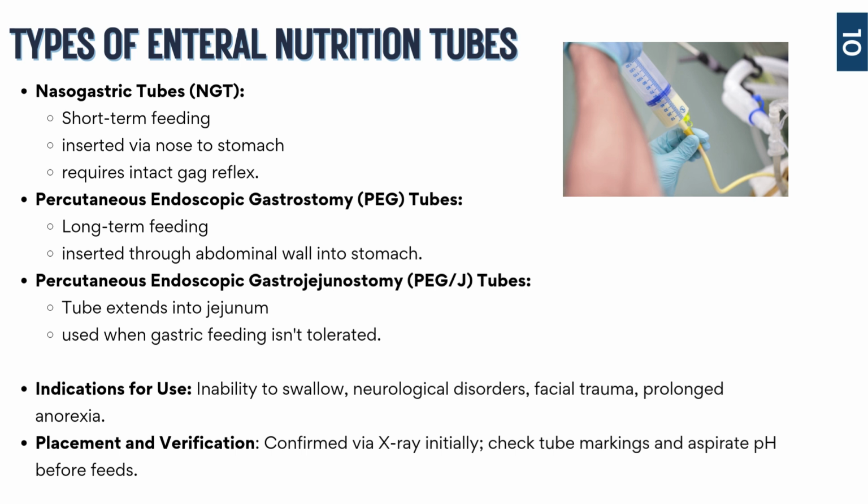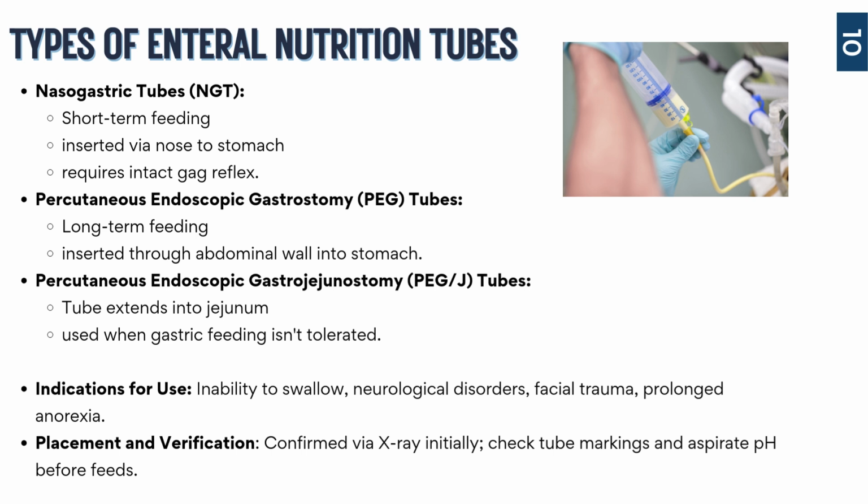Okay, so again, this should be a review. In critical care, ensuring adequate nutrition is vital. NG tubes are suitable for short-term feedings in patients who cannot swallow but have a functional GI tract. PEG tubes are used for long-term feeding needs, and those are inserted directly into the stomach through the abdominal wall. And PEG-J tubes deliver nutrients directly into the jejunum, reducing aspiration risk in patients with gastric motility issues or those high aspiration risk patients. Indications include conditions like stroke, head injury, or severe malnutrition.